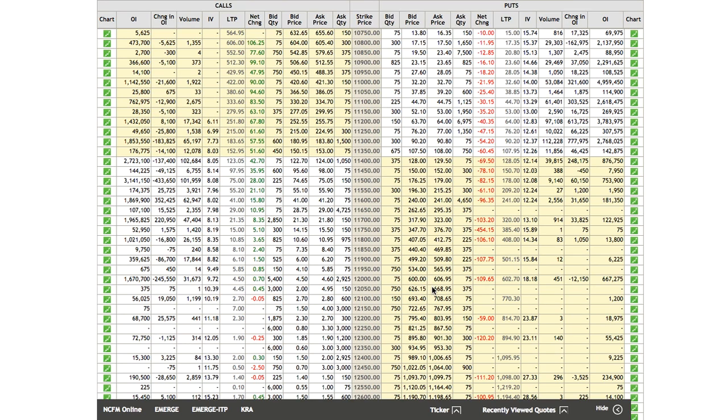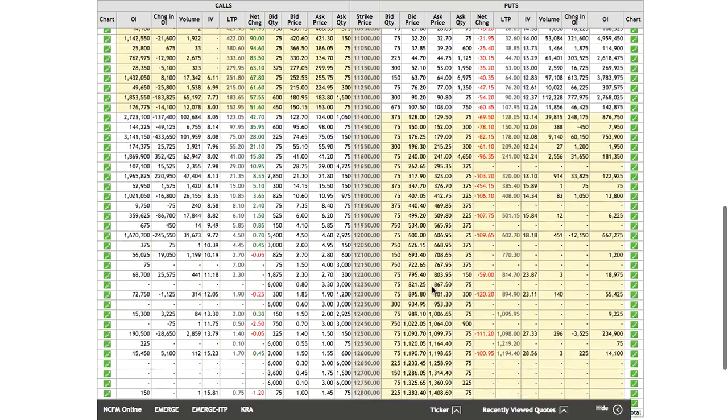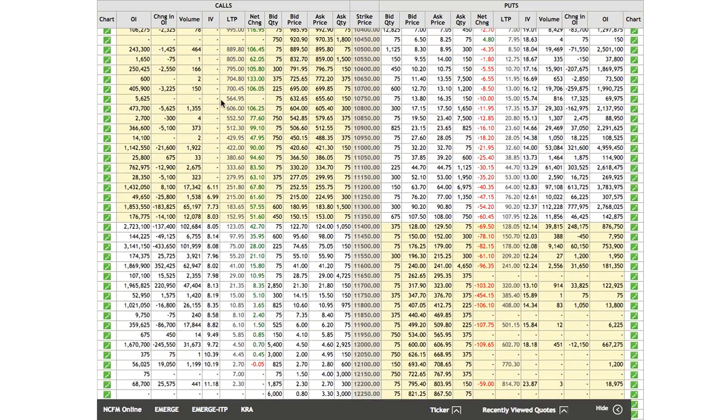Now let's look at the highest open interest on the call side. So we will see this is the open interest column. On the call side, we will see that the highest number of open interest is here, 3.1 million contracts, and it is at a strike price of 11,500. Whereas on the put side, the highest number of open interest is here, 4.9 million, and it is at a strike price of 11,000.